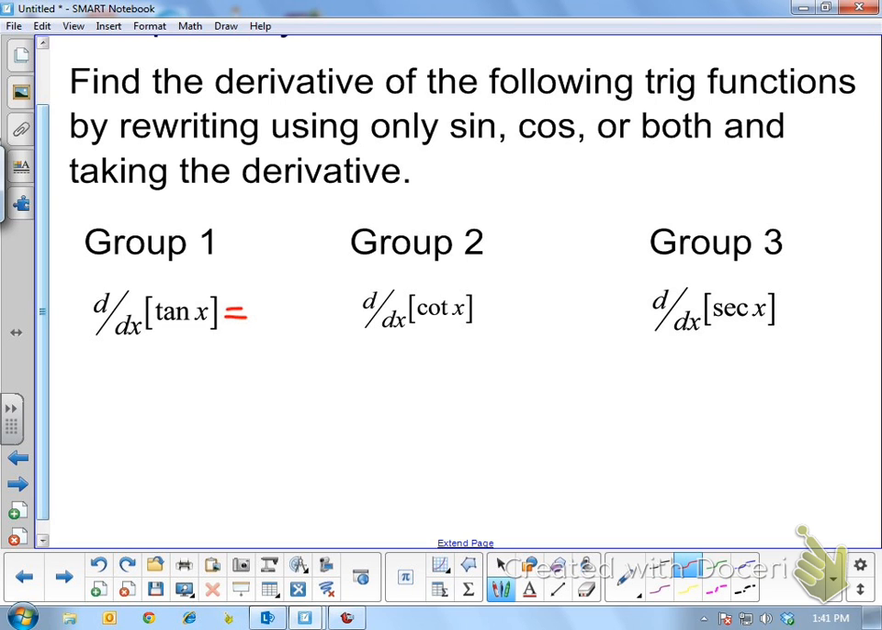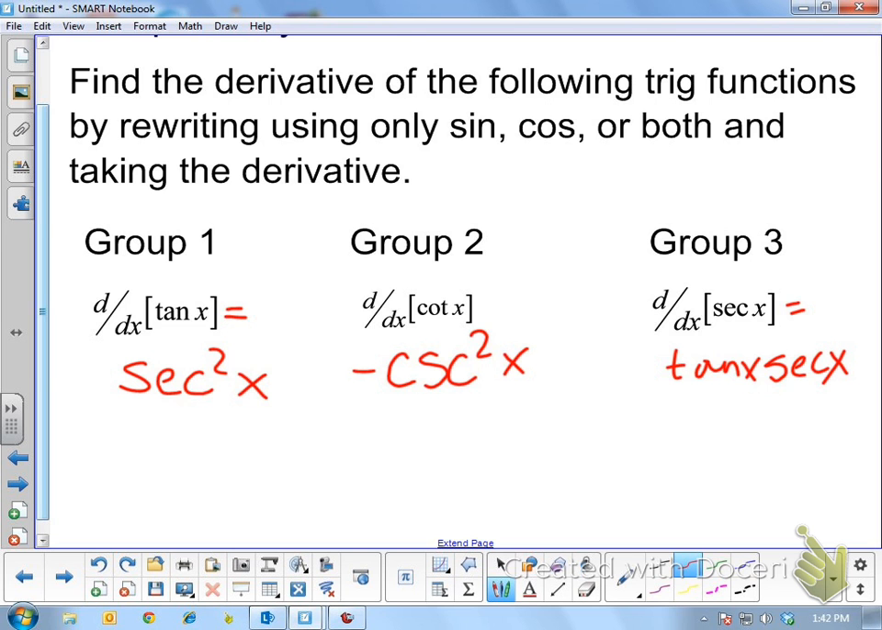Okay, group 1, what did you guys get? Secant squared. Group 2, what did you get? Negative cosecant squared. See a pattern between the two? Tangent and cotangent are reciprocals, not opposites. Secant and cosecant are related. What about secant x? What did you guys get for the derivative of secant x? Tangent x times secant x.